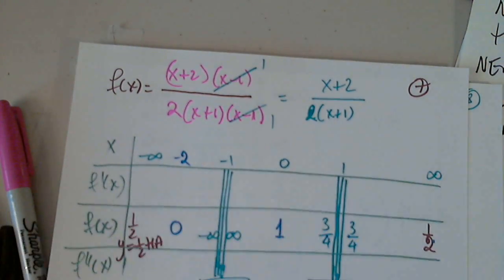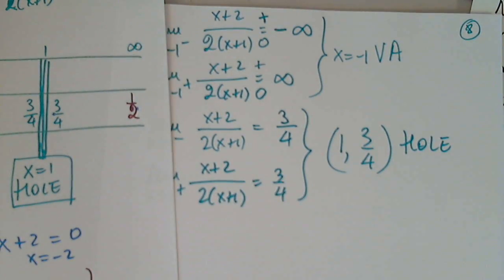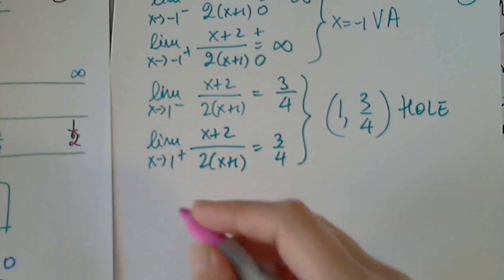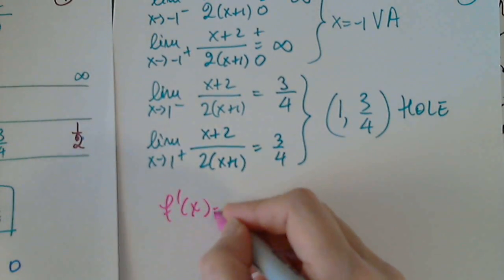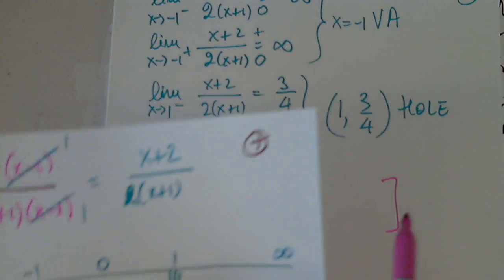Look how much work just for the function. Now finally the derivative. I shouldn't say finally because there is a second derivative after that. So f prime. You know me, I'm not going to involve 1/2. It can wait patiently.